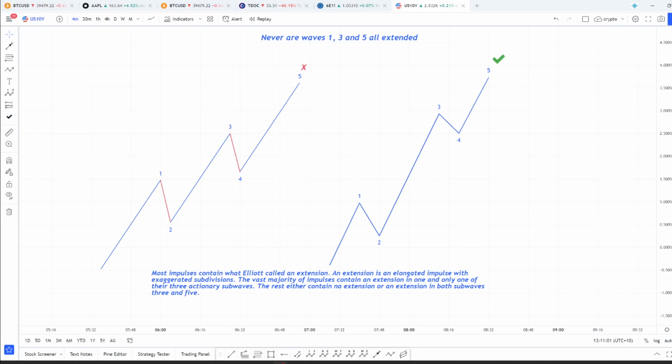This means that out of the actionary waves, either waves 1, 3 or 5, at least one of those waves will be noticeably longer than the others. Usually this is wave 3, but it can be 1 or 5. The point being made here is you have to look for one of the waves in an impulse to be extended. If all the waves are relatively the same length, then the chances are it's not an impulse.